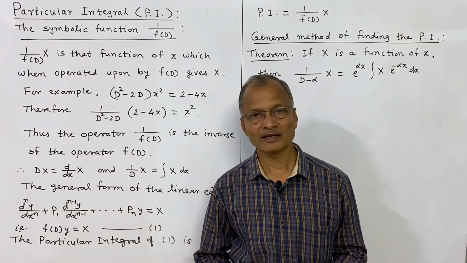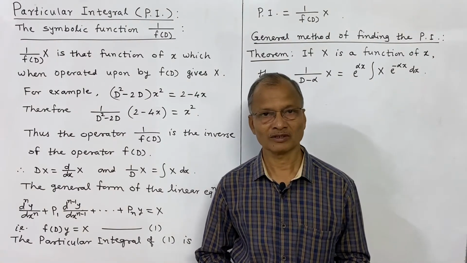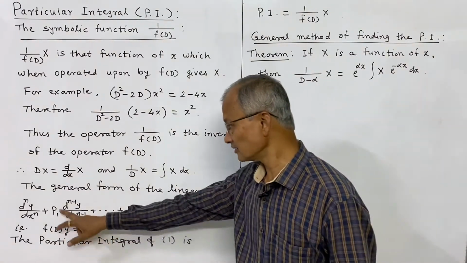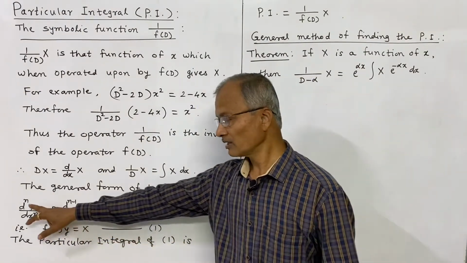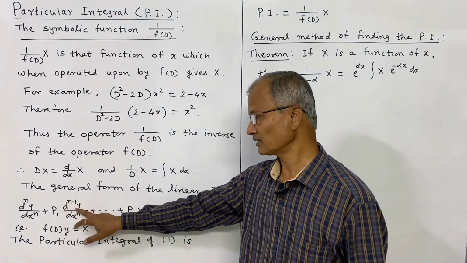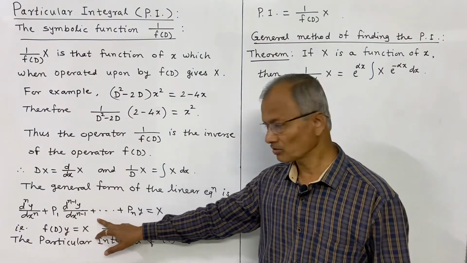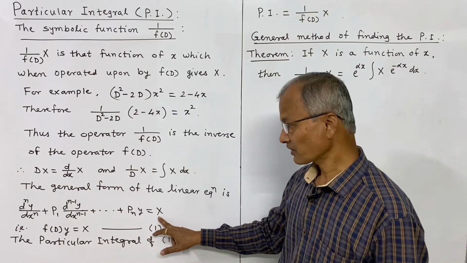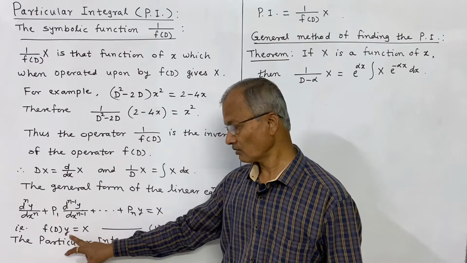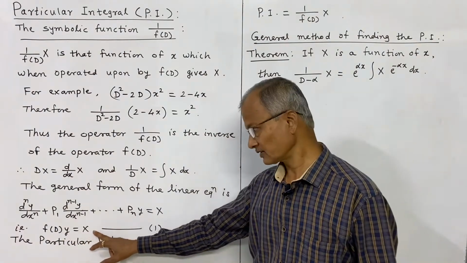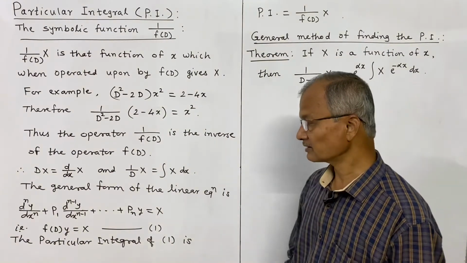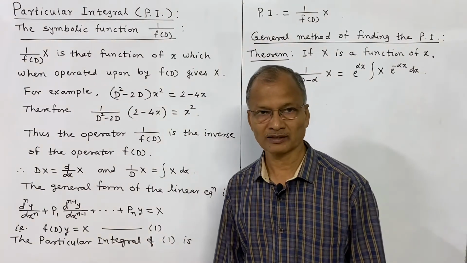We are studying linear equations of higher order with constant coefficients, and earlier we have seen the general form. This is the general form of the linear equation of nth order: the nth derivative of y with respect to x plus p1 times the (n minus 1)th derivative of y with respect to x, and so on, plus pn y is equal to X, which may also be written with this notation f of D on y is equal to X. This is the notational form of the linear equation. D stands for derivative with respect to x, that is the operator.